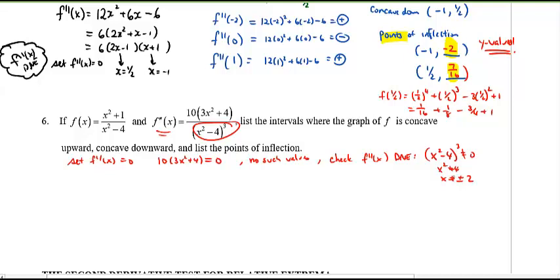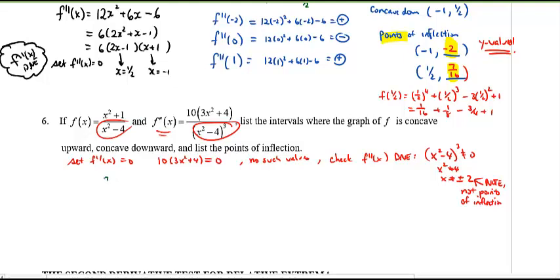Now, these aren't actually points of inflection. So note, not points of inflection. Why? Well, they're not points because they don't exist in the second derivative. Plugging in here, they don't exist in the original y value anyways. So these are not points of inflection, yet they may help me determine the concavity.